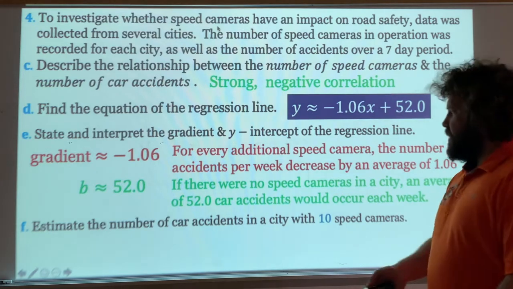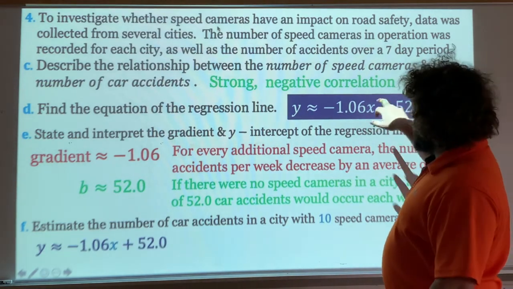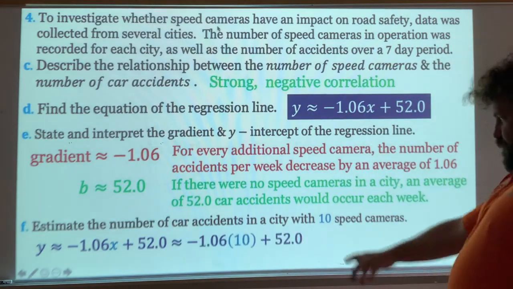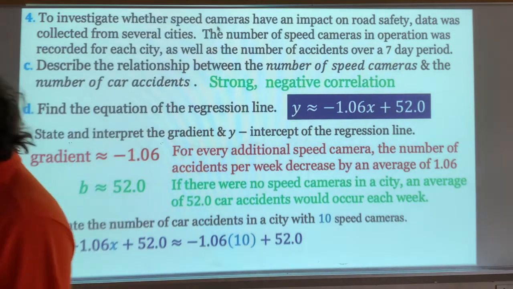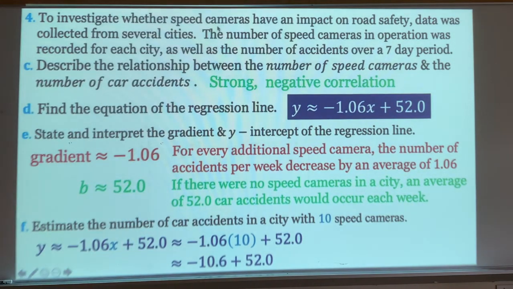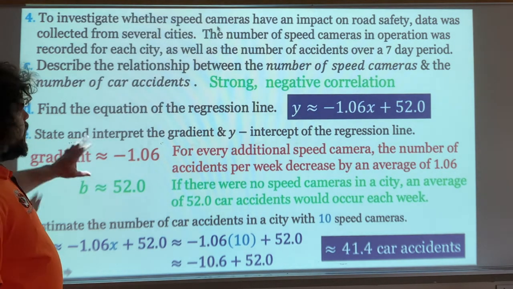I'm going to change the packet though, so go with what's on the board. All right, so estimate the number of car accidents in the city with 10 speed cameras. We take this equation and type in 10 for x. Negative 1.06 times 10 is negative 10.6. You add that number to 52, and you get about 41.4 car accidents. Not too terrible, right? All right, let's look at number 5.